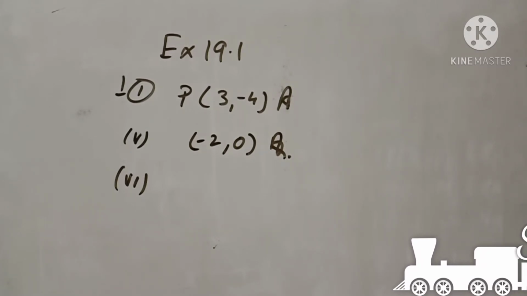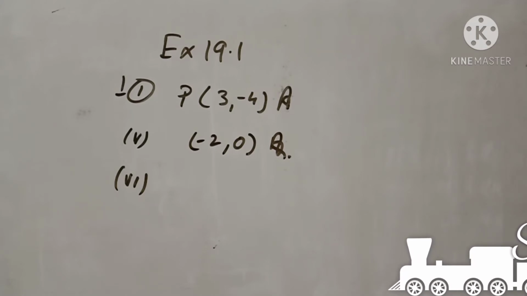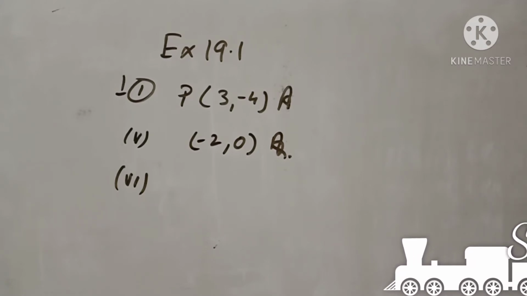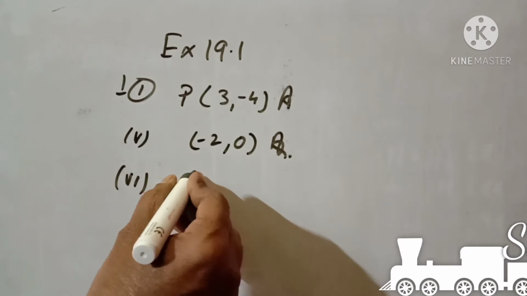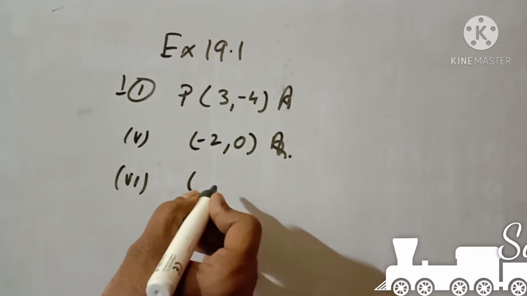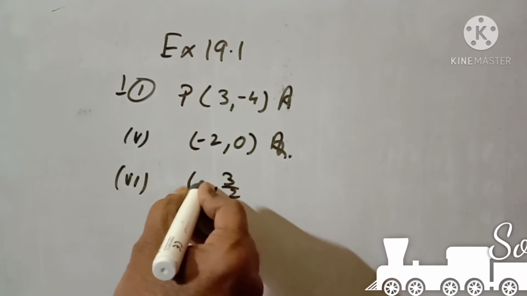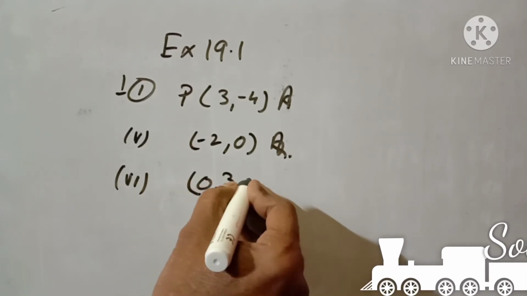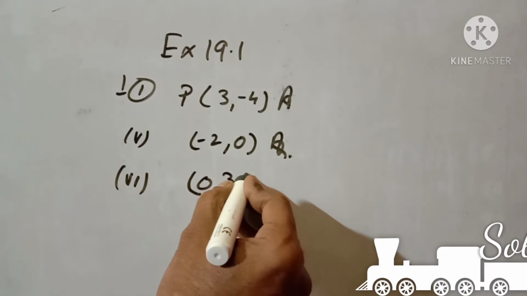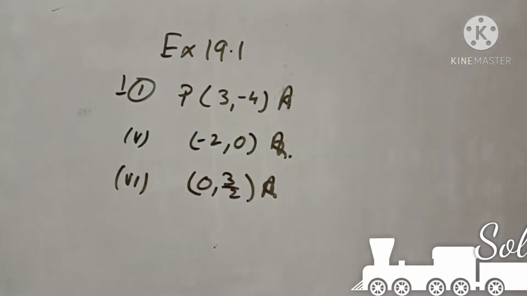Now question number 6: it is given whose ordinate is 3/2 and lies on the y-axis. So the ordinate is 3/2, and the abscissa will be 0, because it lies on the y-axis. So this is our required answer. Write down please.